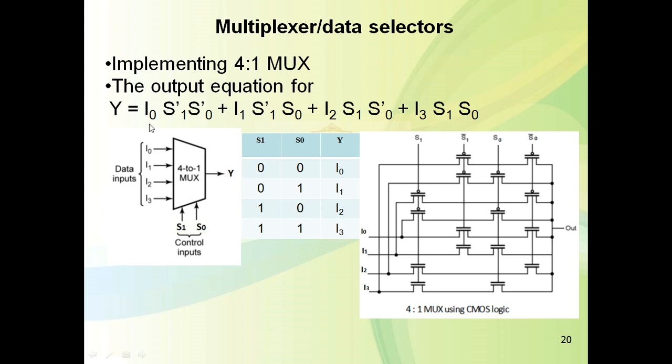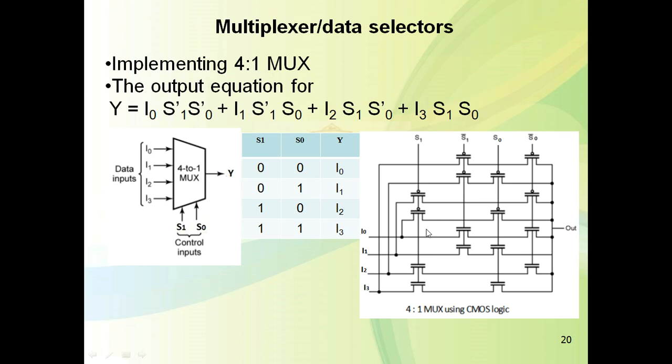So we can write the equation: Y is equal to I0 into S1 dash S0 dash, plus I1 into S1 dash S0, plus I2 into S1 S0 dash, plus I3 into S1 S0. This is the general equation for the output.